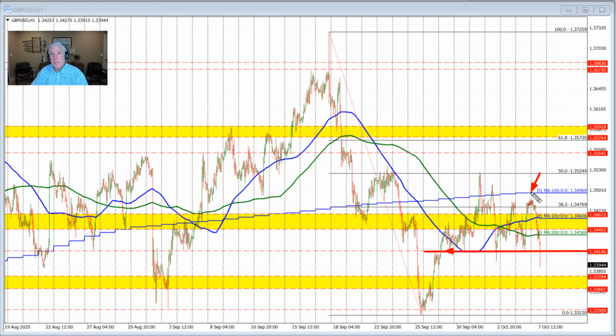the 100-day moving average. That's the blue line in the chart at 1.34969. Early sellers came against that level, rotated back to the downside in the new trading day. We fell back below 38.2, back below the 100-hour moving average, and after trading above and below the 200-hour moving average, has now pushed to new lows as we speak, breaking the low price from last week in the process.